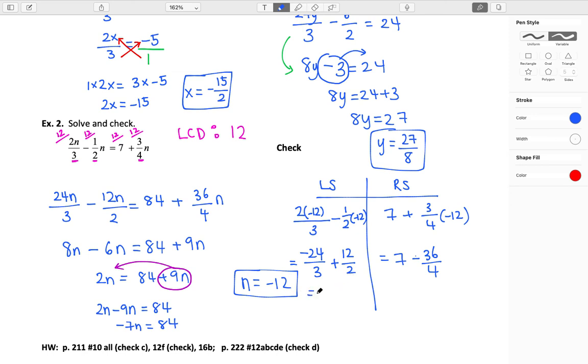So I could simplify this. So it becomes negative 2. And same thing, 7 minus 9. So you get negative 2. So it looks like we did it correctly. So left side is equal to right side. And you have double checked it.